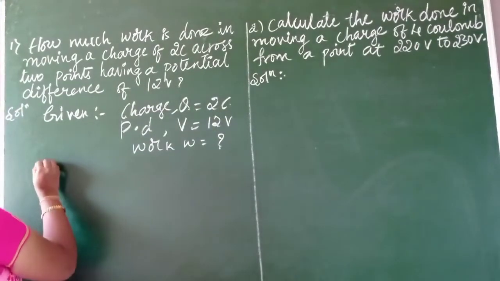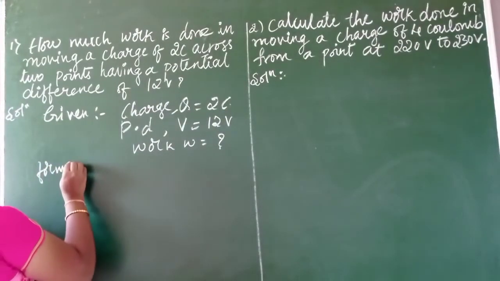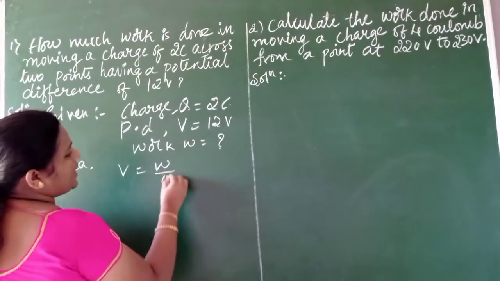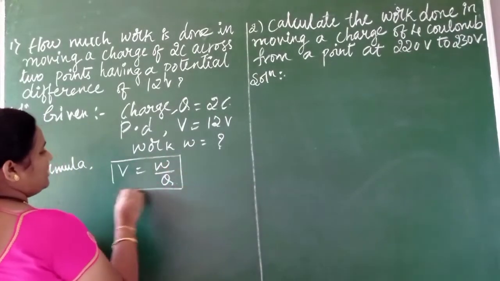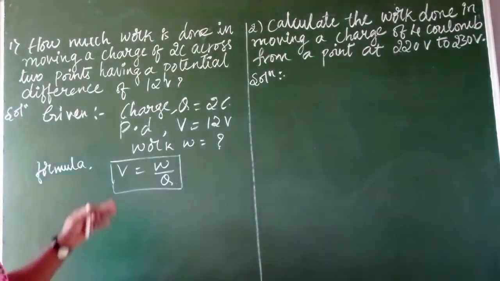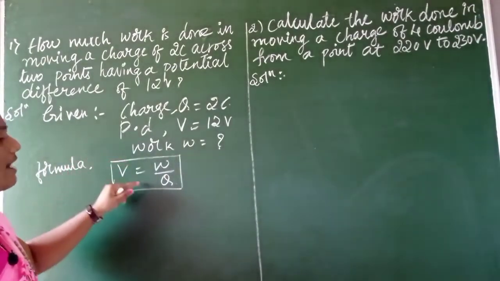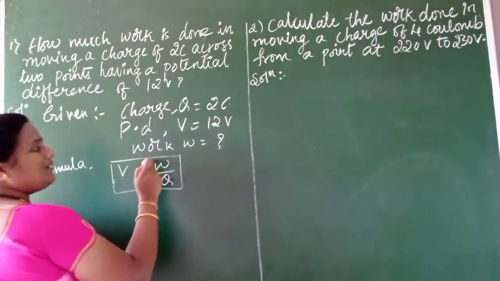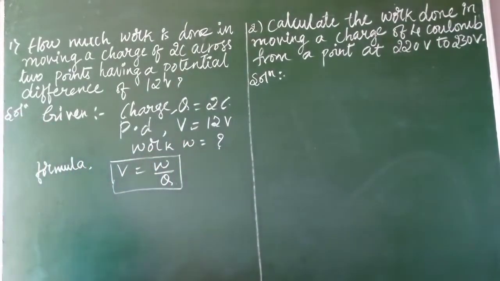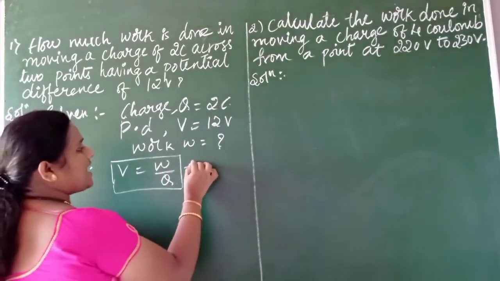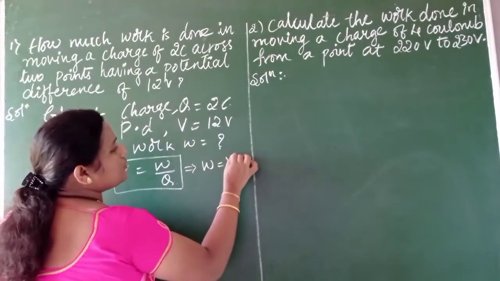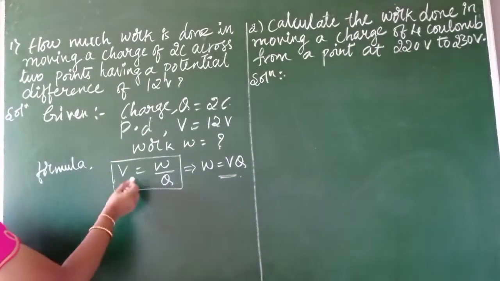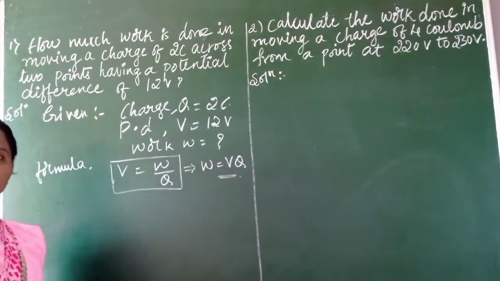So using the formula V is equal to W divided by Q, isn't it, children? We need to use this formula now. To solve this, you have to use this specific formula. The variable W, work value, we want. So we can rewrite this equation as W is equal to V into Q. Isn't it, children? We can write, because when this cross multiplies, V into Q it will become.